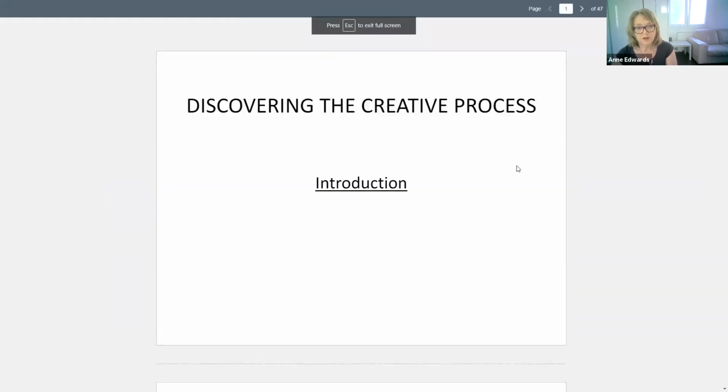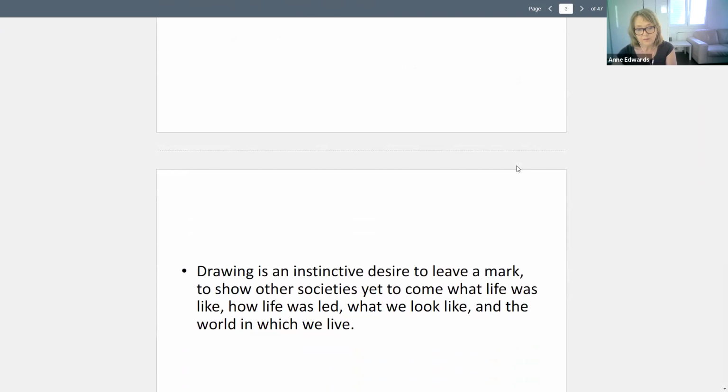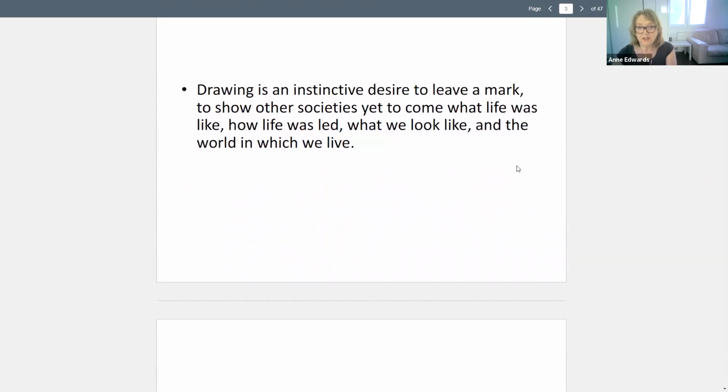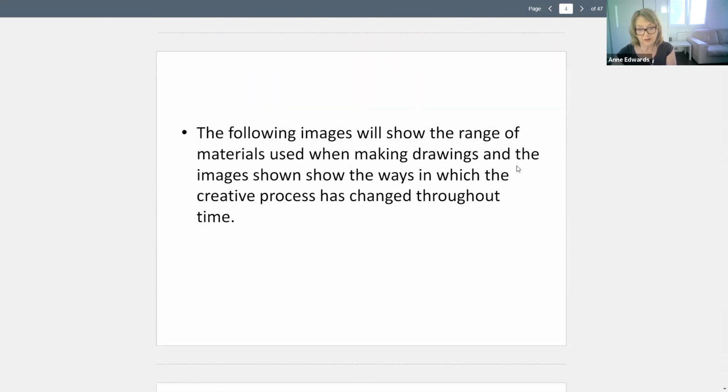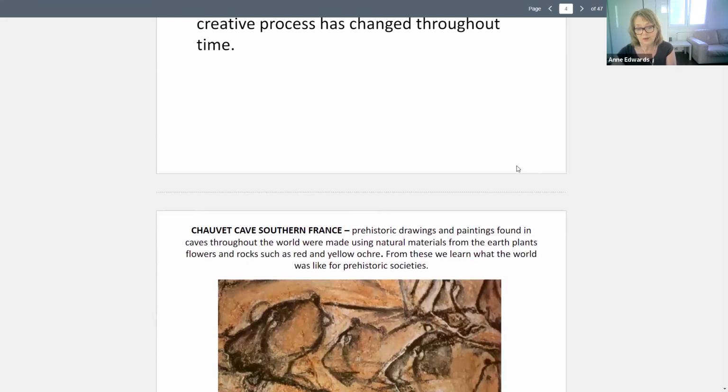The next presentation, you will see how drawing has been used when discovering the creative process by a number of different artists. Drawing is an instinctive desire to leave a mark to show other societies yet to come what life was like and how life was led, and what we can look like and the world in which we live. Following images will show the range of materials used when making drawings, and the ways in which the creative process has changed throughout time.